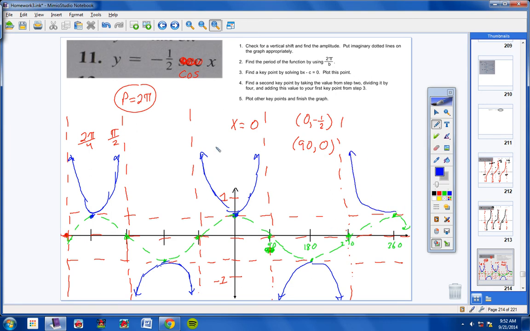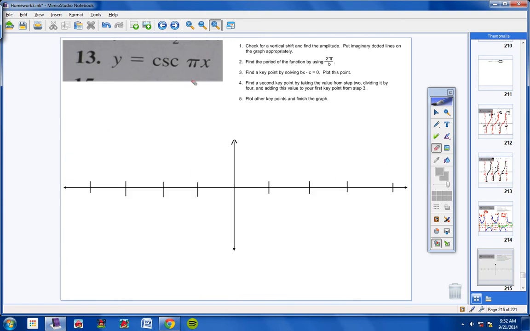Okay, so the actual graph of the secant function is the blue part of the graph. Okay? All right, let's continue on to number 13.